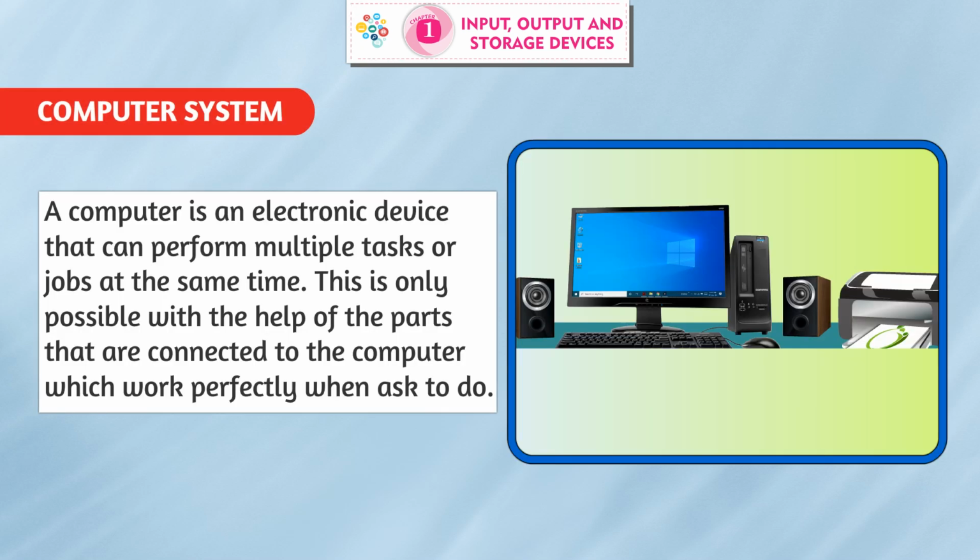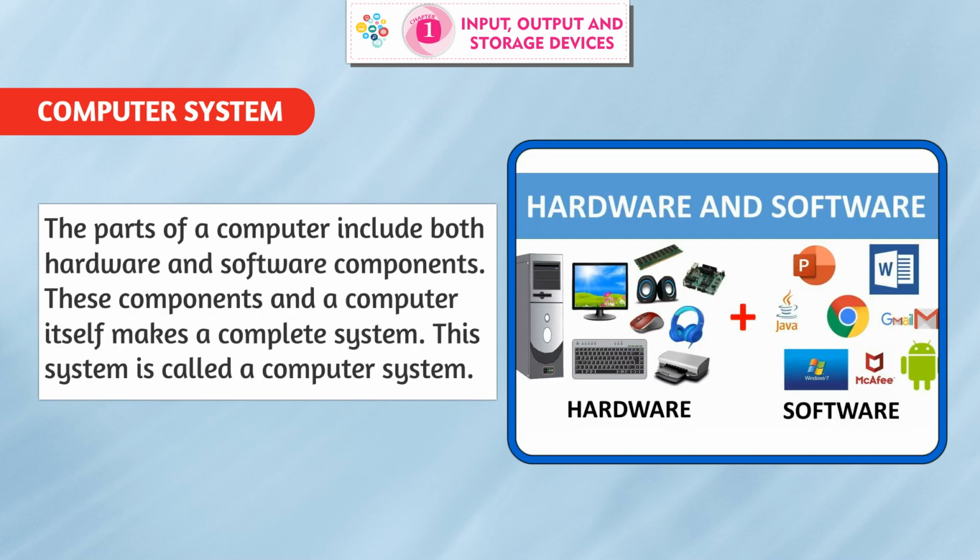Computer System. A computer is an electronic device that can perform multiple tasks or jobs at the same time. This is only possible with the help of the parts that are connected to the computer, which work perfectly when asked to do. The parts of a computer include both hardware and software components. These components and a computer itself make a complete system. This system is called a computer system.